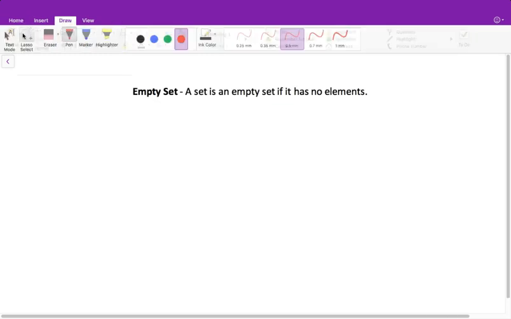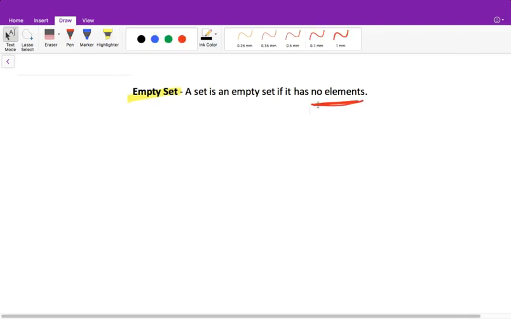All right, now the next key term that we have to talk about is an empty set. A set is empty if it has no elements, right? And the way that we represent an empty set is this symbol here, or we can draw the set notation, but we just don't put anything in it. All right, so let's go through an empty set real quick then.